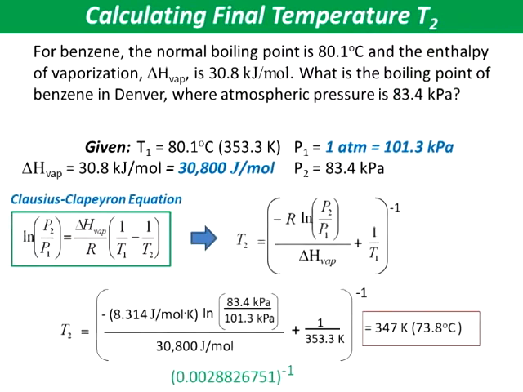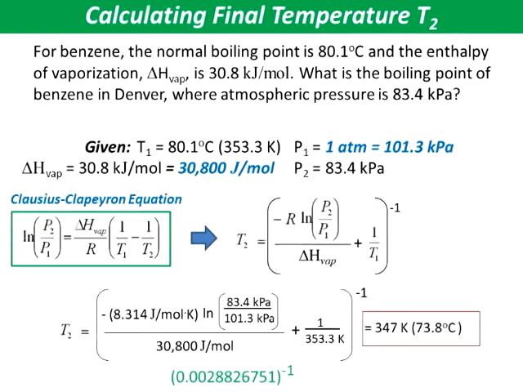We also have P1 indirectly when it states that it is the normal boiling point. When we talk about normal in terms of Clausius Clapeyron equations, normal means 1 atmosphere or 101.3 kilopascals. So since we've identified our variables, we take the Clausius Clapeyron equation, we rearrange it to solve for T2, or we put in all the variables and solve for T2 at the end.